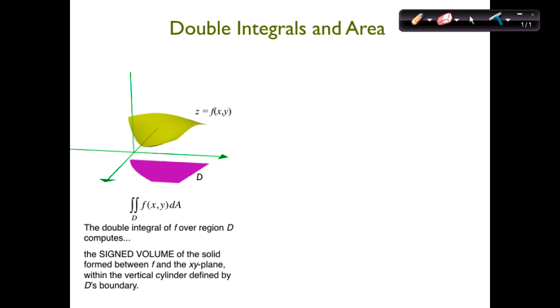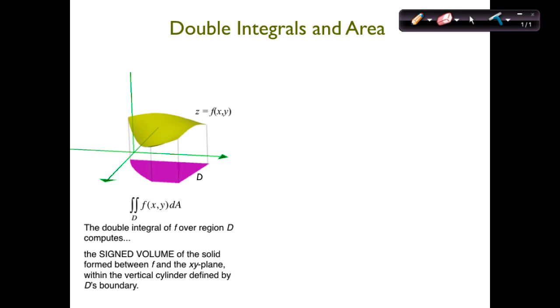Another term for that is signed volume. So there's lots of details here though. It is the signed volume of the solid formed between f and the xy plane within the vertical cylinder defined by D's boundary. The boundary of D gives us the lateral sides, and then the top or bottom is the function f, and also the top or bottom is the xy plane, depending on where f is. So signed volume is another way to say net volume or difference of volumes.